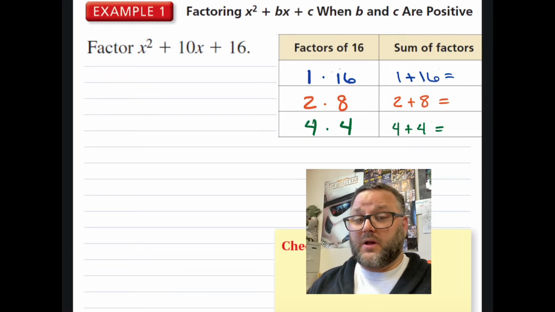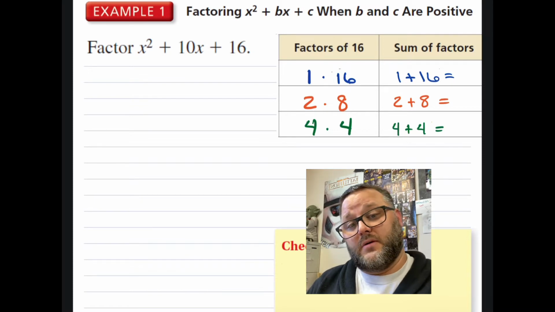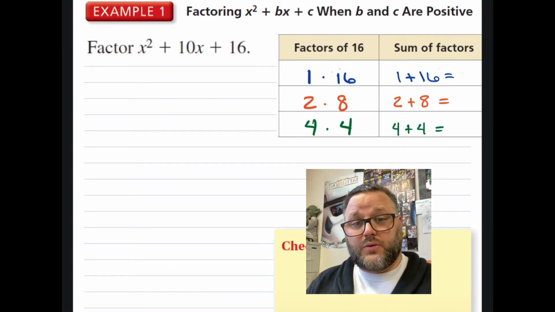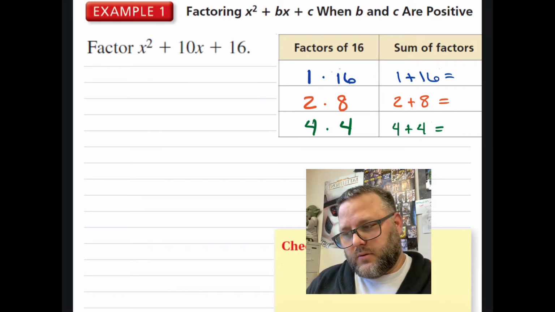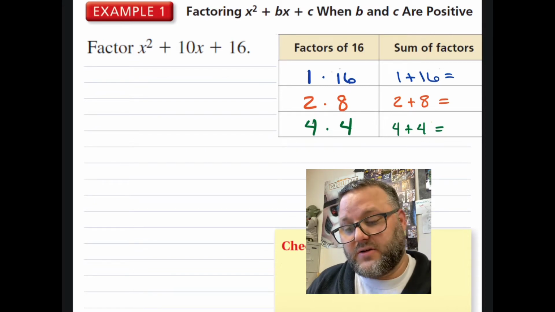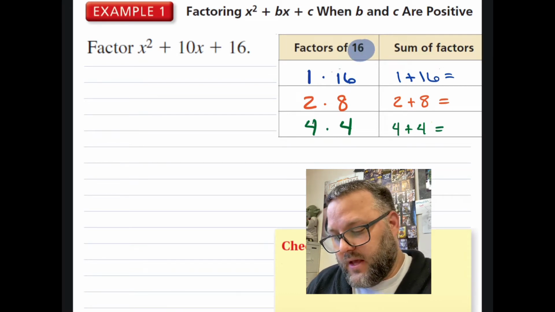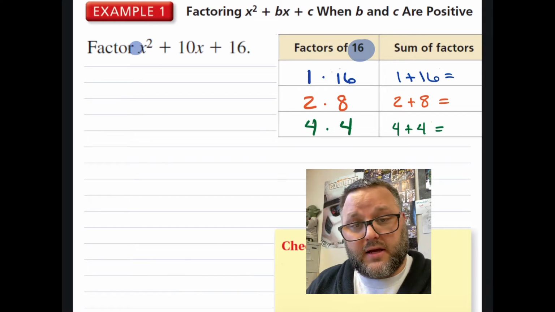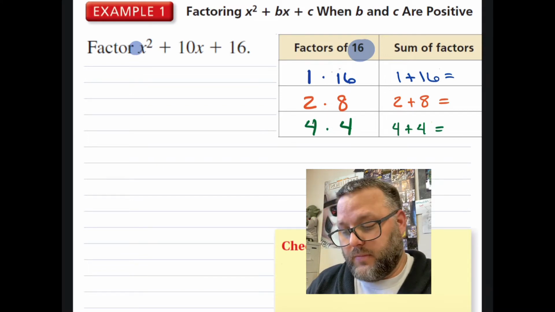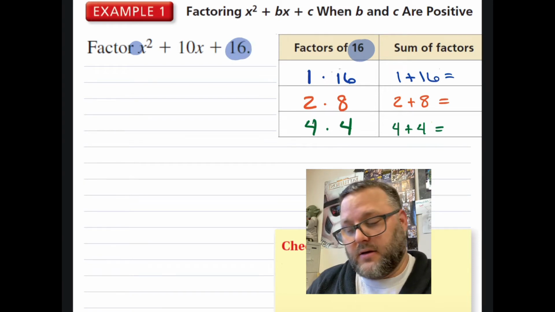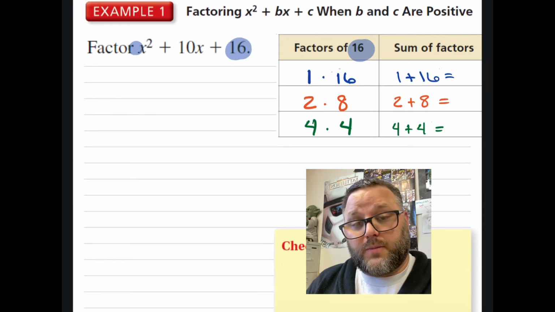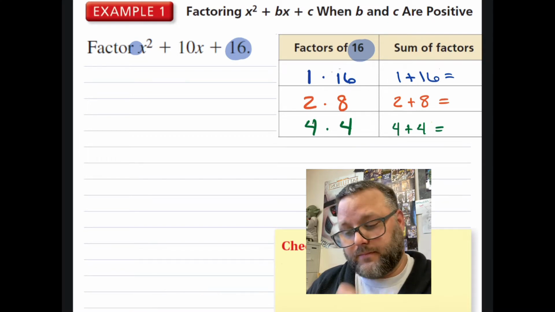If we realize we're just trying to work in reverse of what we've done before, what we're trying to do is reverse FOIL: first, outer, inner, last. Well, there's a way to look at doing that, and that is we look at the factors of 16. The reason it's 16 for this particular problem is because it has that leading coefficient on x squared, which is 1, and it has this 16 over here as our constant. And we're multiplying 1 times 16 to determine what factors we're looking for.